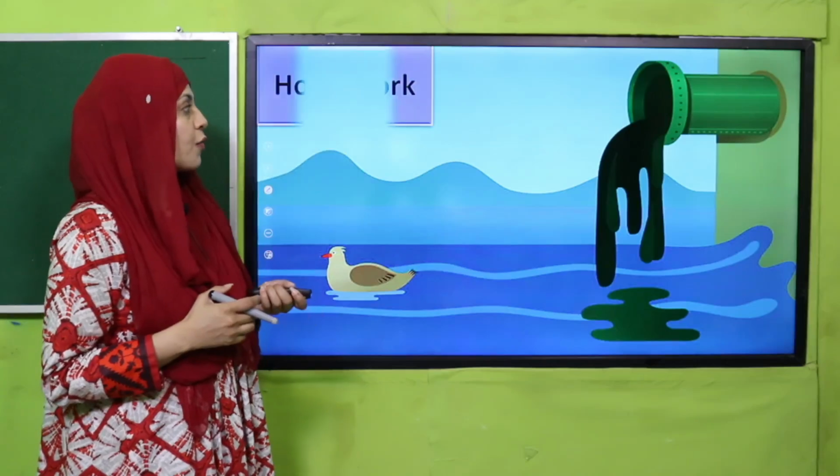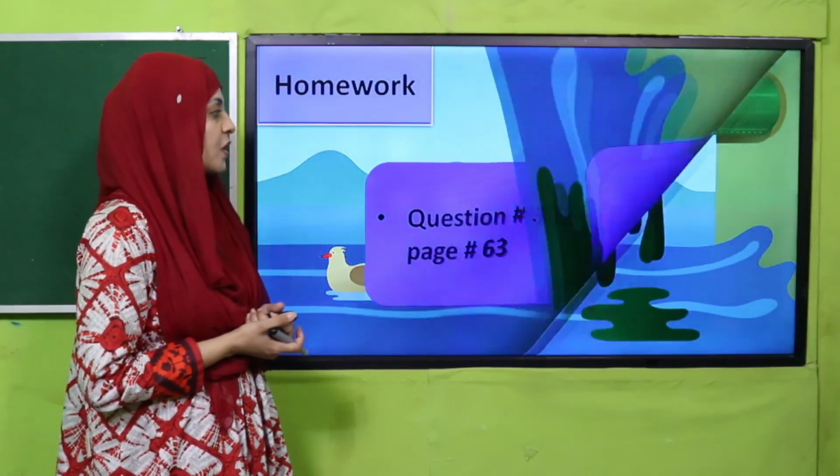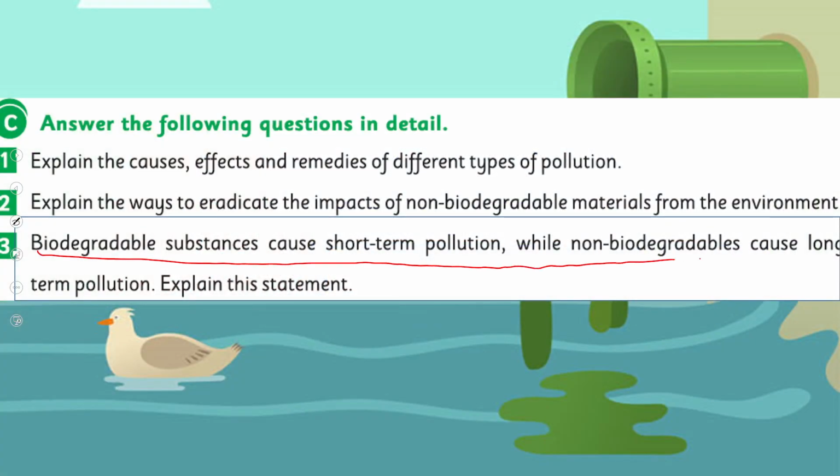So my dear students, for homework, what you will do is do question number 3 from section C given on page number 63. Biodegradable substances cause short-term pollution while non-biodegradable materials cause long-term pollution. Explain this statement.